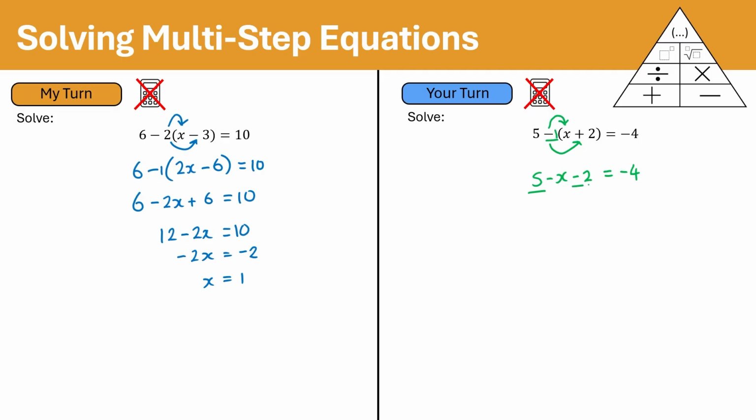Collect together your numbers on the left-hand side. I have 5 and negative 2. So I'll do 5 subtract 2 to give me 3. Subtract x is equal to negative 4. Then what I can do is subtract 3 from both sides. That leaves me with negative x is equal to negative 7. And then multiply both sides by negative 1. That will get rid of the negative 1 on the left-hand side. Negative x multiplied by negative 1 is positive x, and negative 7 multiplied by negative 1 is 7.